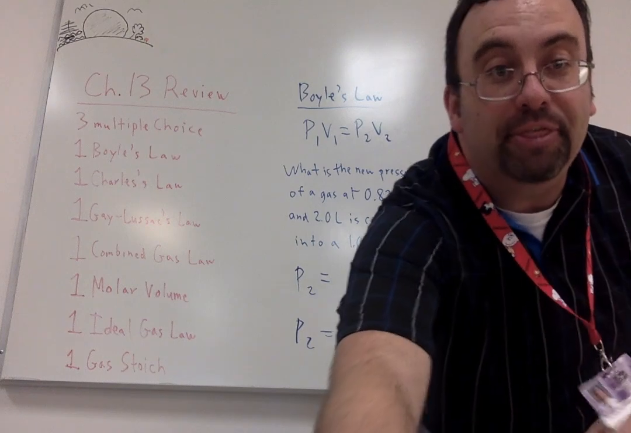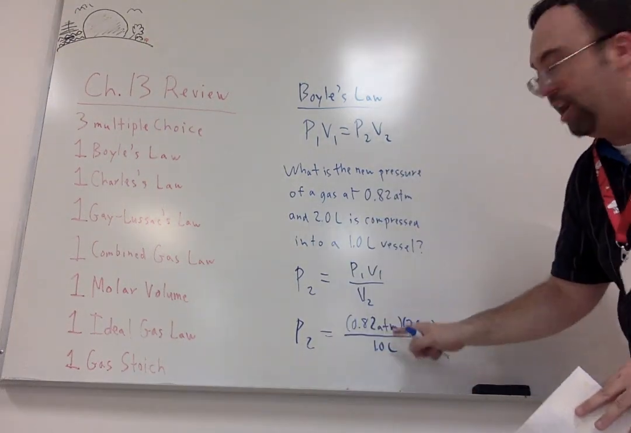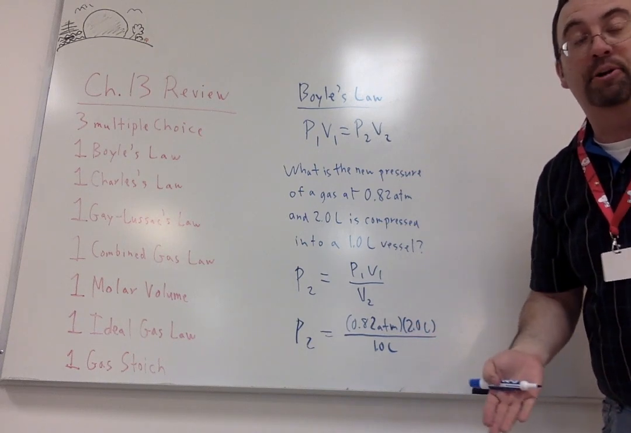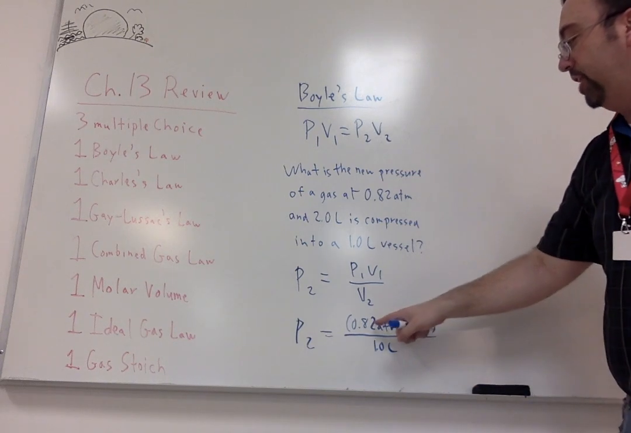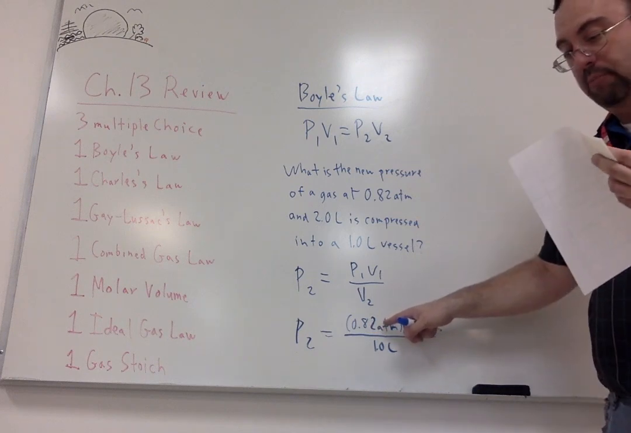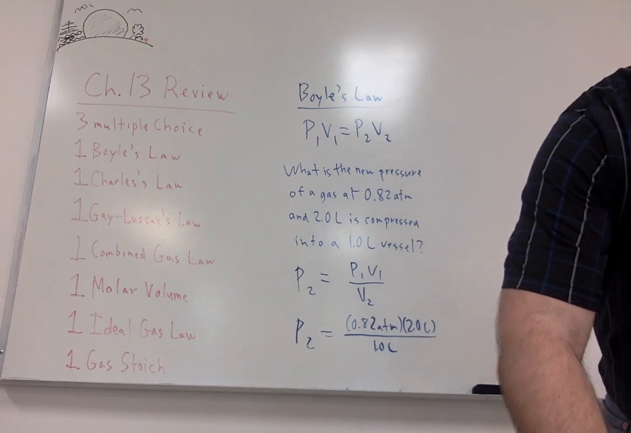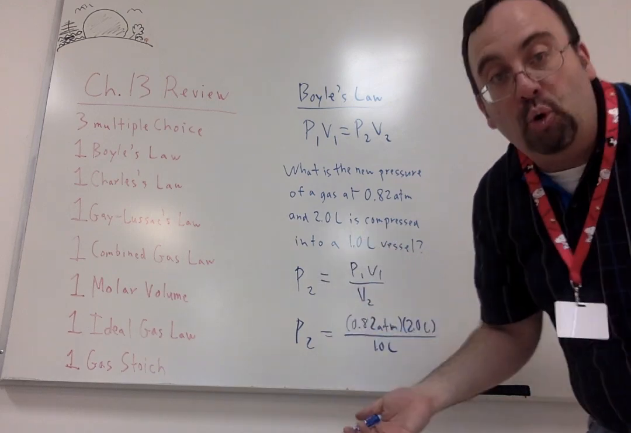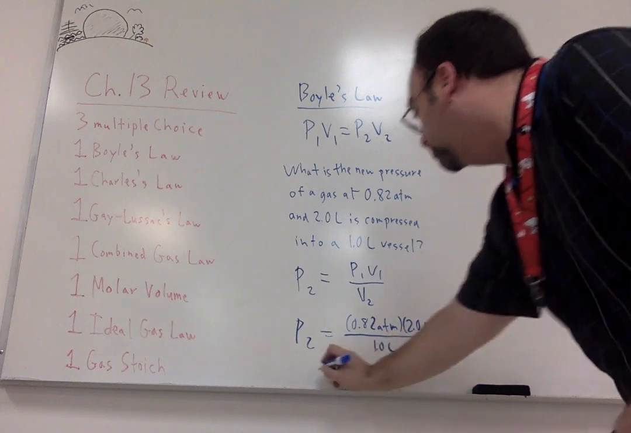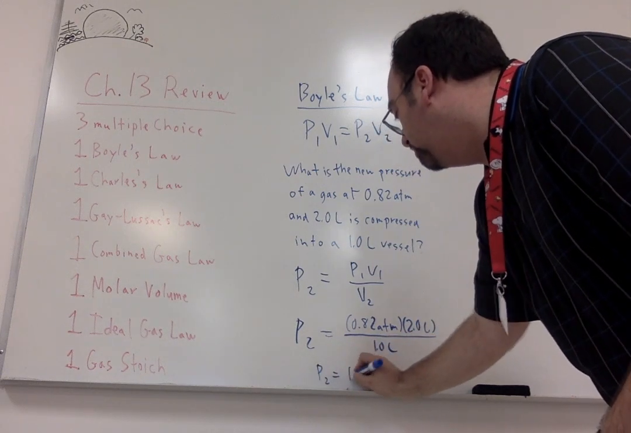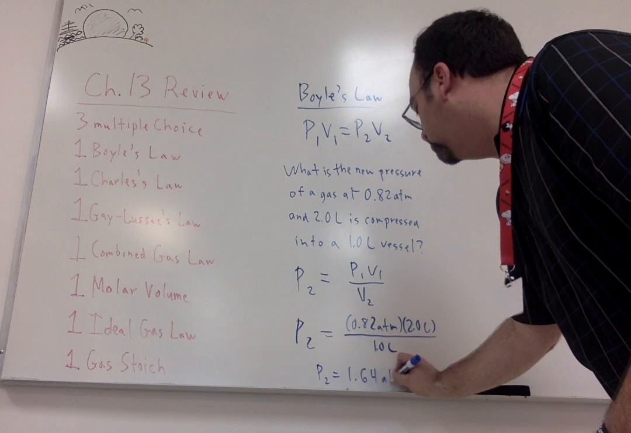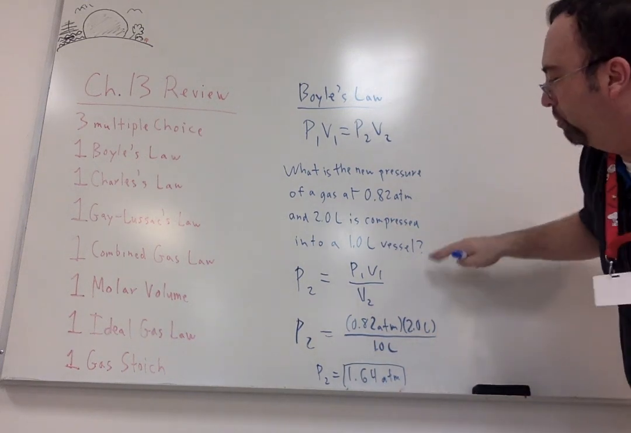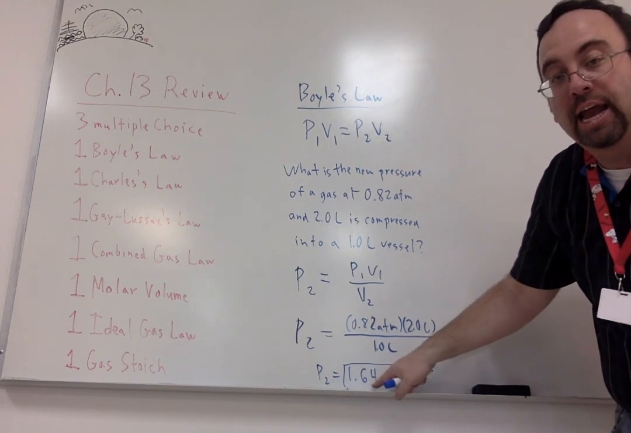Now, the beautiful thing about this problem is, if you notice, you're dividing by 1, so whatever you get up here at the top is going to be your answer, because any number divided by 1 is that number. So we're going to take 0.82 and multiply that by 2. And so 0.82 times 2 is going to be 1.64 atmospheres. So P2 equals 1.64 atmospheres. All right, so notice I showed my work, I got my answer, and I got the unit.